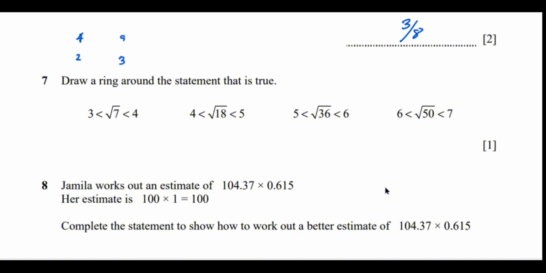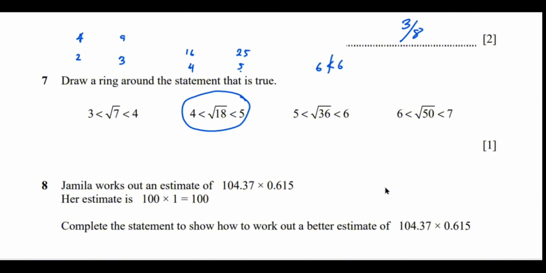Coming to this one, we have square root of 18. The two perfect squares bounding 18 are 16 on this side and 25 on this side. Square root of 16 will give you 4, and square root of 25 will give you 5. So square root of 18 will definitely fall between 4 and 5. So this one is correct. Now coming to this one, we have 36. 36 is already 6, and 6 is not less than 6, because 6 is actually equal to 6. So it makes this one wrong.